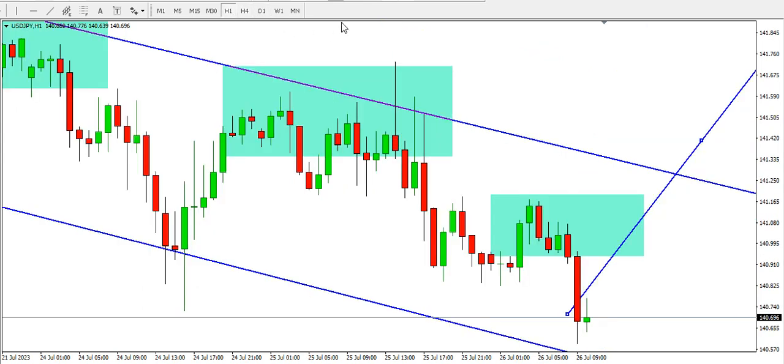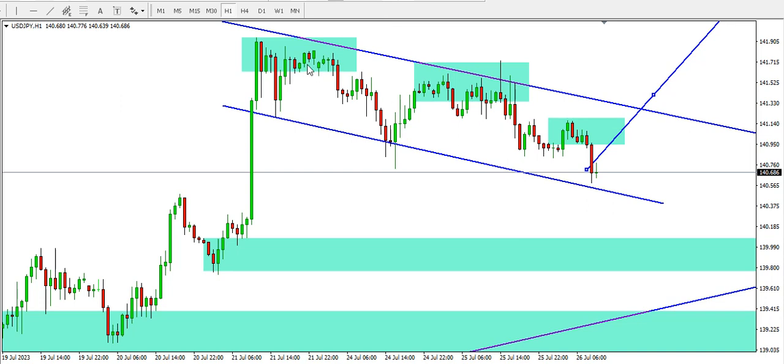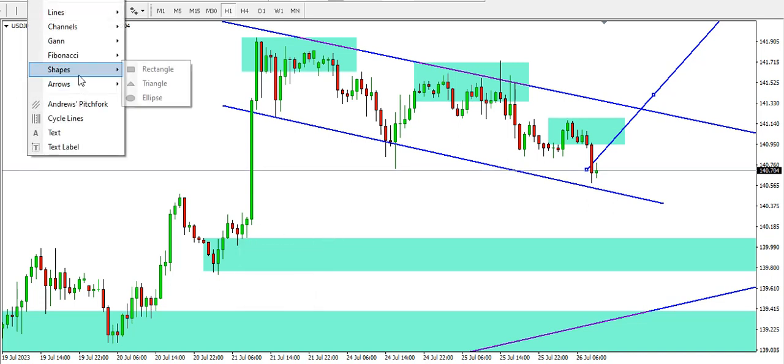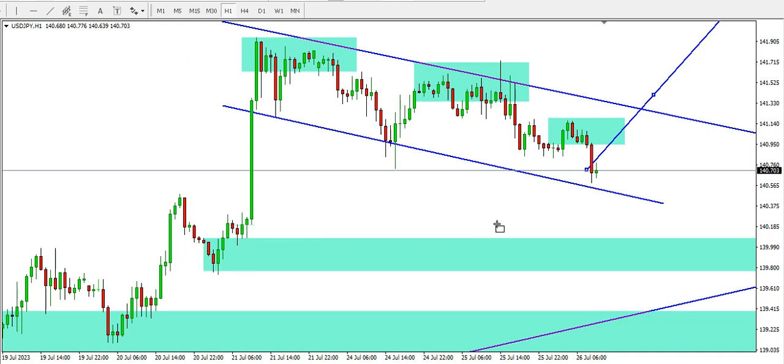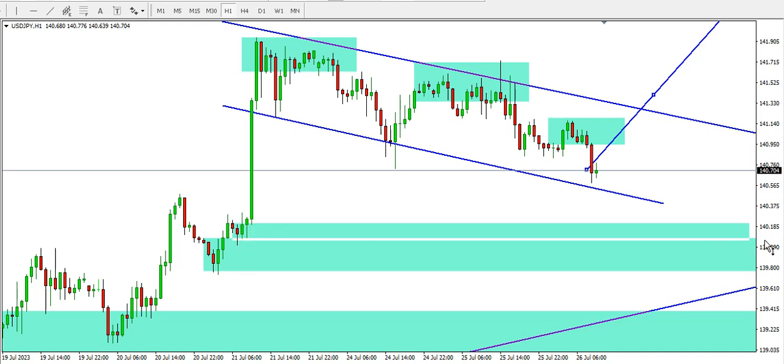Let's take a look at the 1-hour time frame. On the 1-hour time frame, we can see price ranging between this channel. Okay, price is ranging between this channel. A drop below the lower channel level might take price first to this other block, this particular block on the screen, which might serve as a demand area for price. I'm talking about the 140.18 level. Price might find demand at that level.